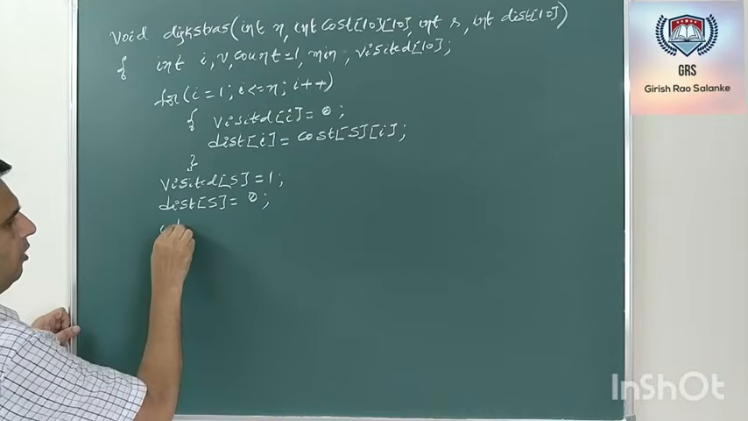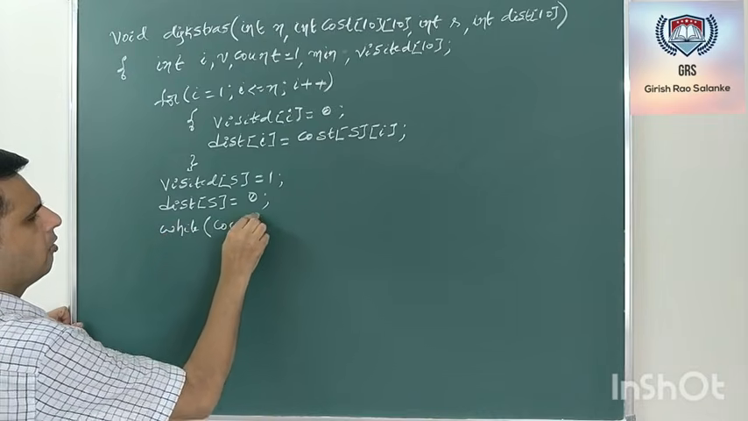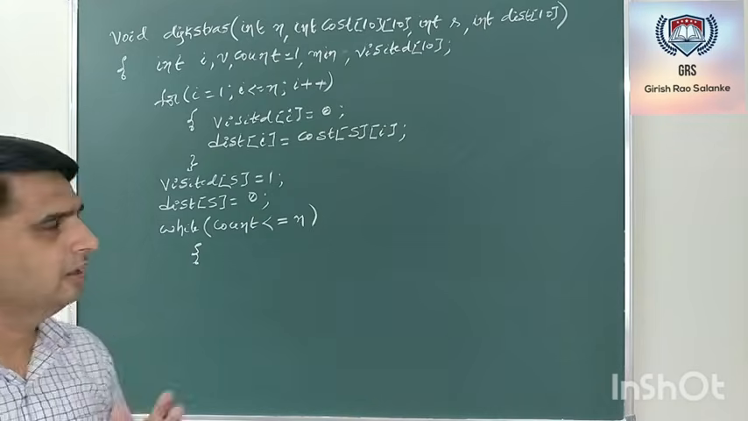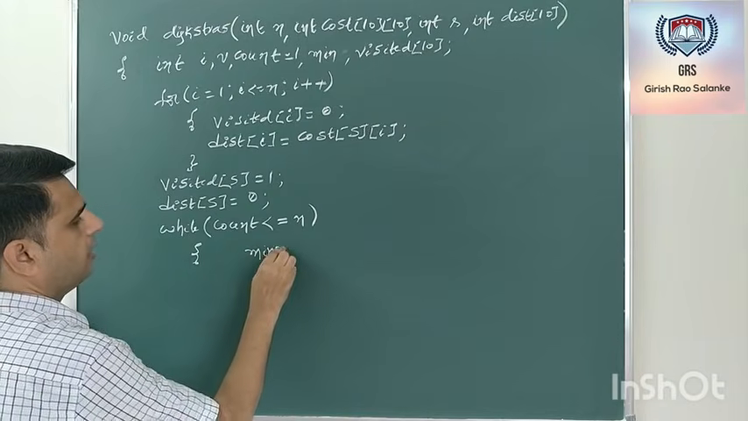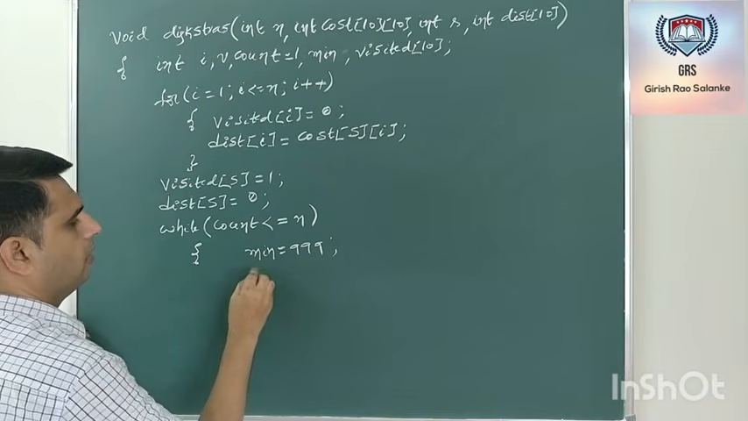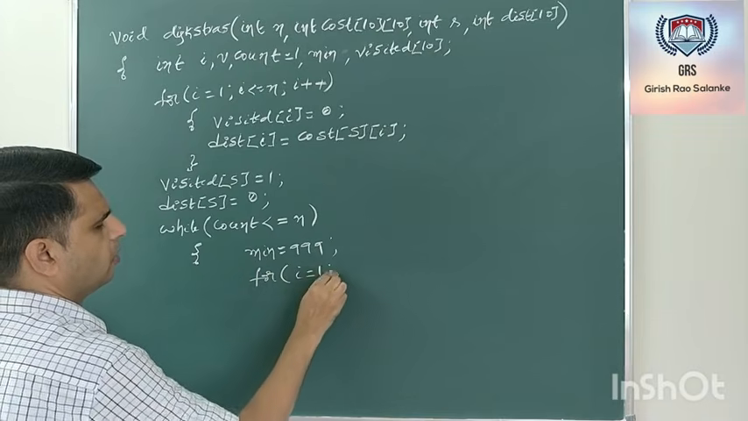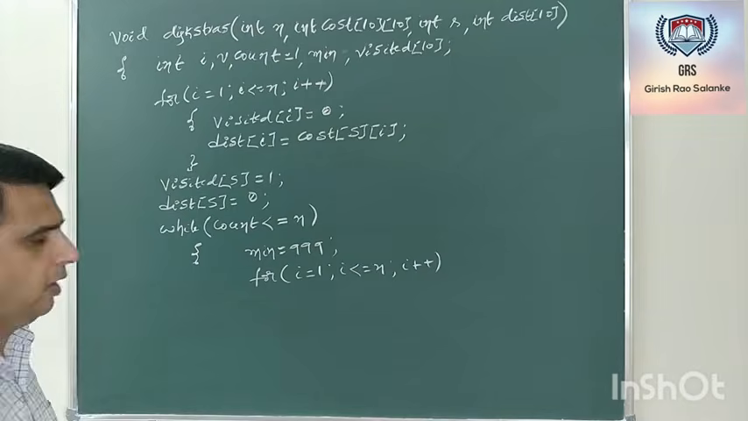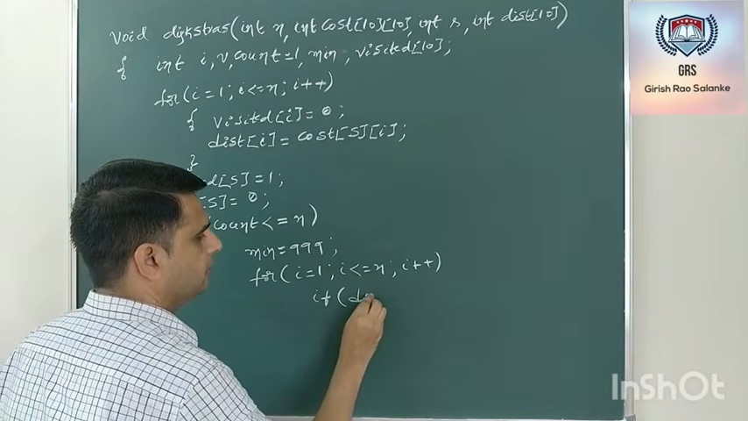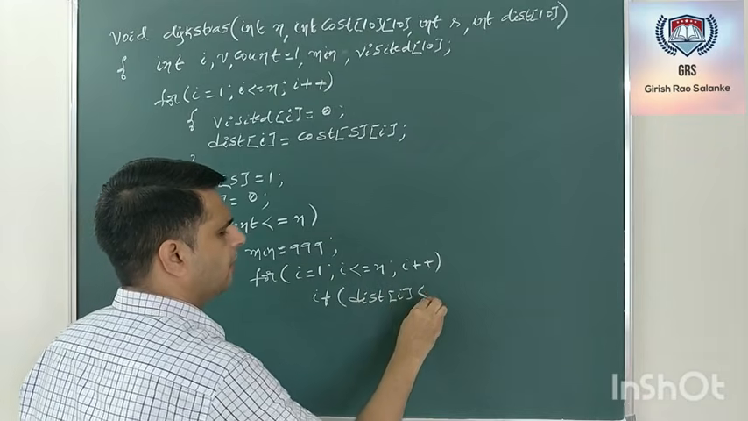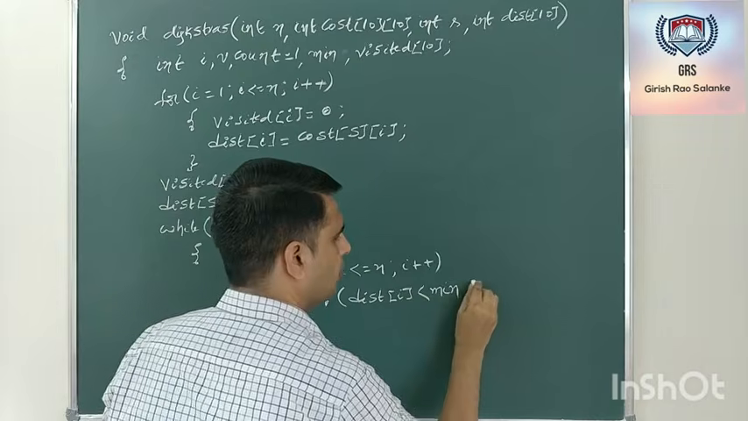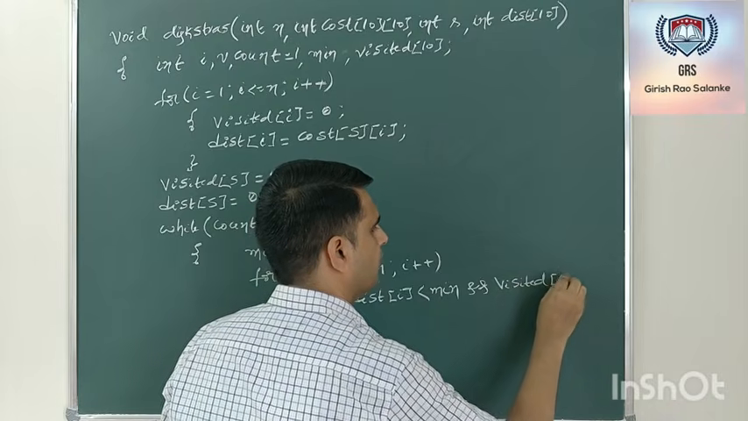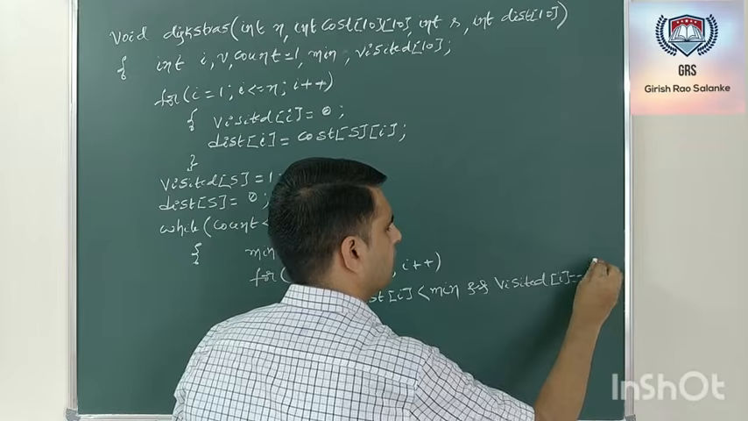Now I will take a while loop. While count less than or equal to n, I will take min, initialize min to 999. Now I will run a for loop for I is equal to 1, I less than or equal to n, I plus plus. Now within this for loop I will put an if statement. If distance of I is less than min and the other condition is if node is not visited. Visited of I is equal to 0.